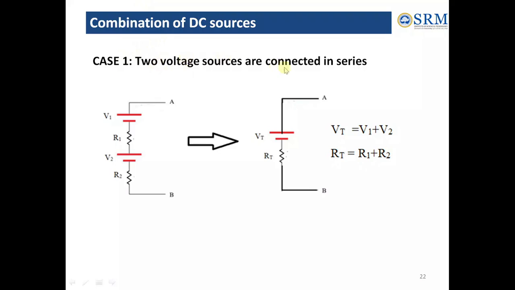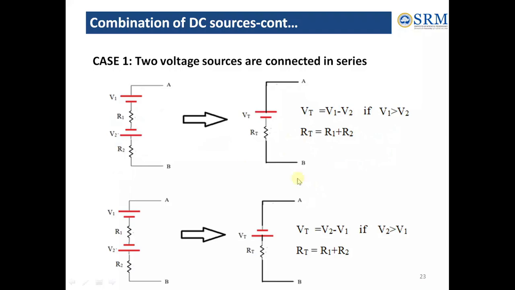If two voltage sources are connected in series, so V1 and V2 are connected in series through the resistances R1 and R2, what happens to the total voltage? It is going to be the sum. We know that the longer terminal is positive and the smaller is negative, here positive, negative. So it's going to be V1 plus V2. And the total resistance, by Ohm's law, is going to be the sum of the internal resistances, because when resistances are connected in series, it is the individual sum.